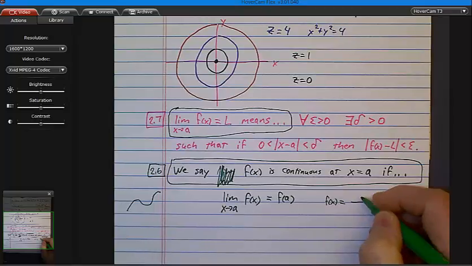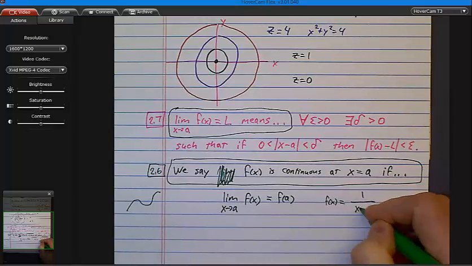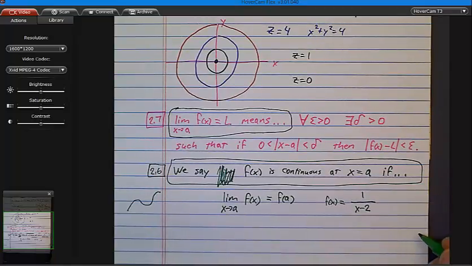Say 1 over x minus 2. That function is continuous almost everywhere, except for one place, right? What's the one place where that's not continuous? At 2, right? Why not? Well, because you can't even compute f of 2.